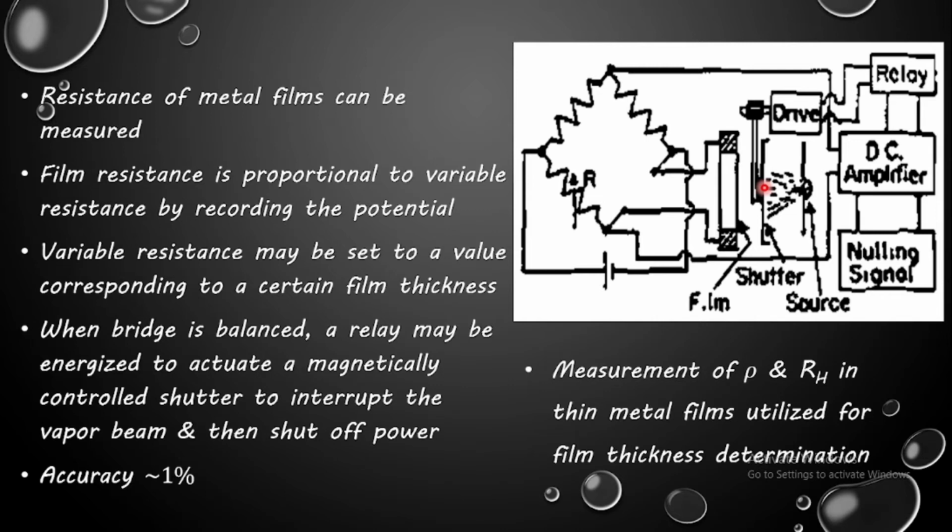The simultaneous measurement of the resistivity and the Hall coefficient, that is rho and RH, in a thin film, especially thin metal films, can be utilized to determine film thickness from a graphic solution of their size effect equations. So this is a rough idea of how thickness can be tuned based on the resistance.